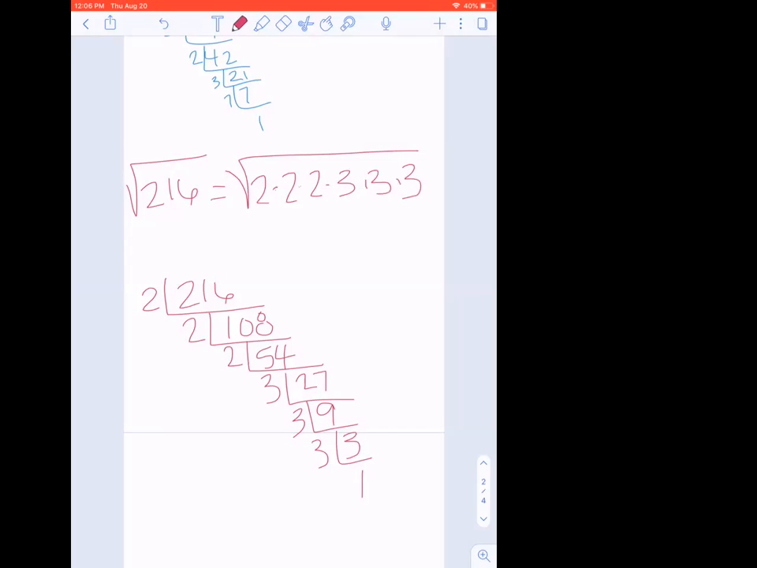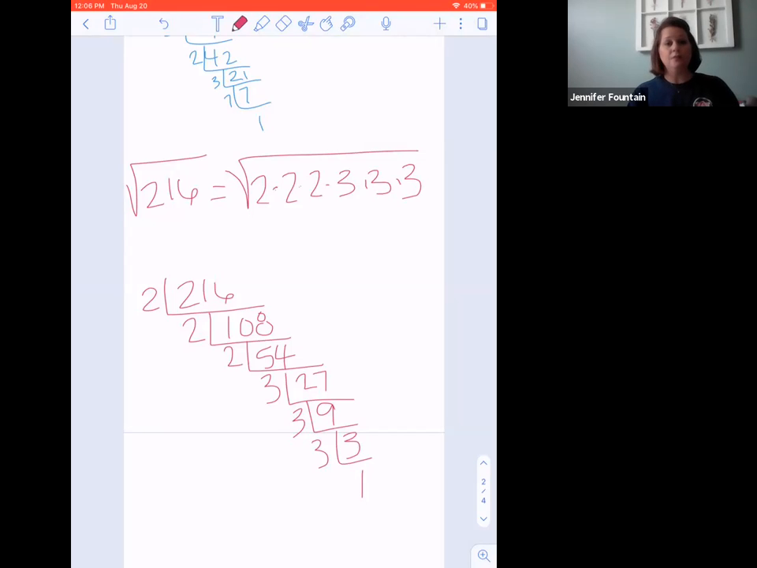What is my index? A 2. So how many buddies do I have to have? 2 buddies. Okay.